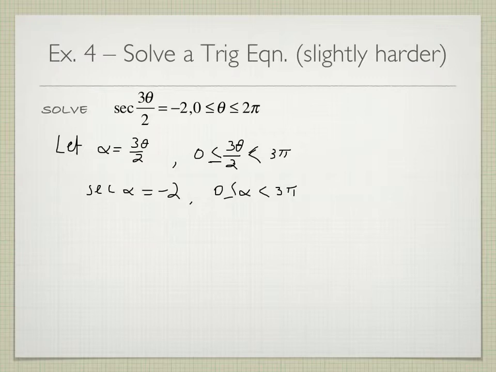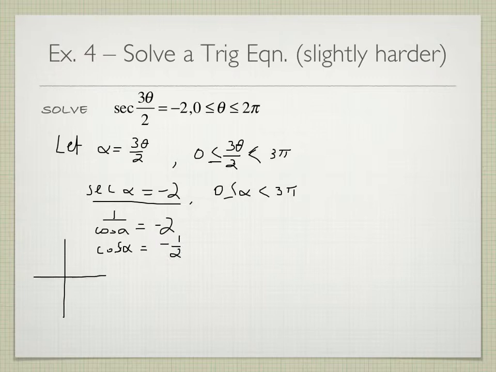We have to somehow simplify this though. We don't like to work in secants, so we're going to change it into terms of cosine, so it's going to be 1 over cosine of alpha equals minus 2. And so the cosine of alpha, if I cross multiply and get my cosine alpha on top, becomes minus 1 over 2. So on my unit circle, I'll be looking for an angle where the cosine of that angle is negative 1/2, and so it's got to be negative, so it's going to be in quadrant 2 and quadrant 3.